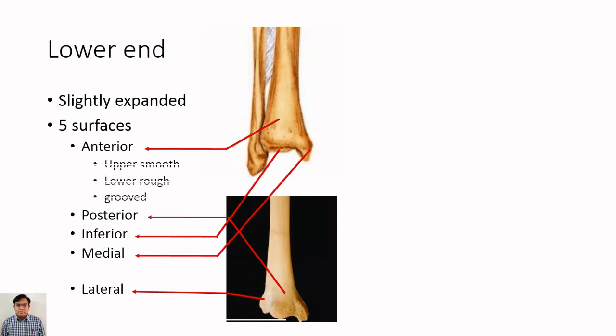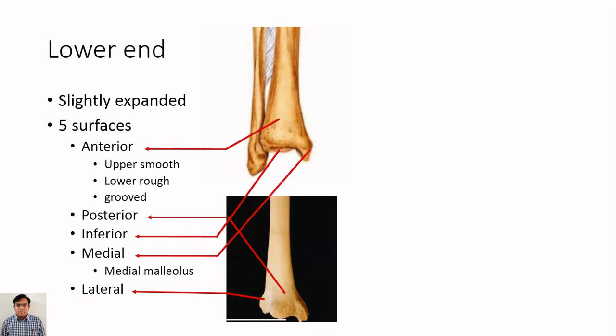The anterior surface is divided into two parts: upper smooth part and lower rough part, and this lower part has multiple grooves for the tendons of the anterior compartment of the leg, tendons of the muscles present on the anterior aspect of the leg.